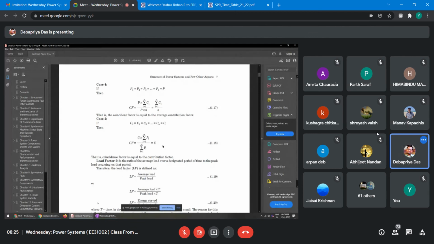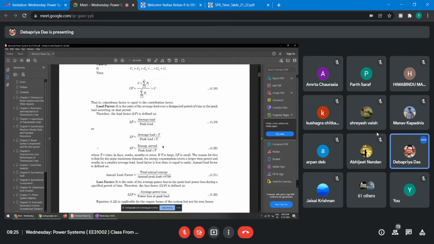So next is load factor. Load factor is basically the average load by the maximum load or peak load, right? For a given duration of time, it may be for 24 hours, it may be for 1 month, it may be annual also, right? So every hour average load, because nowadays supercomputers or fast computing things are available. For example, later I'll tell you graphically with an example.